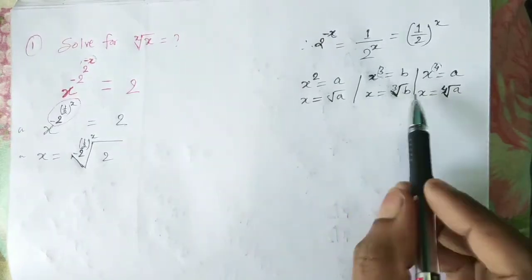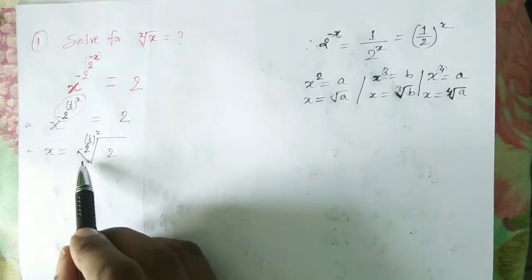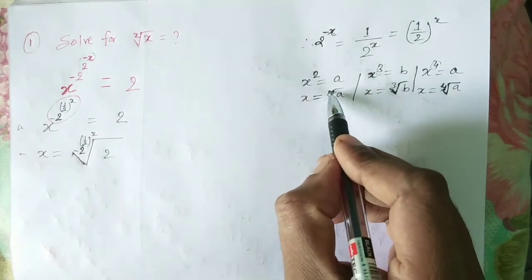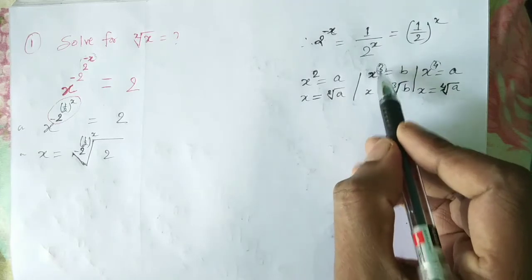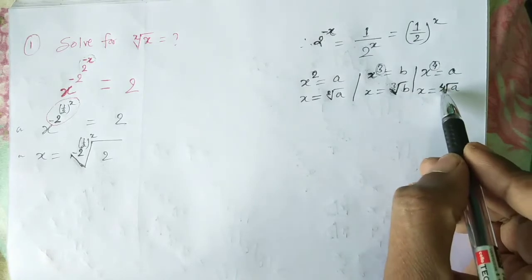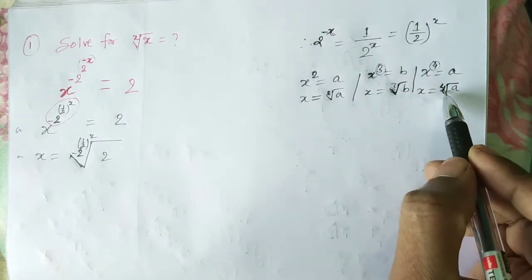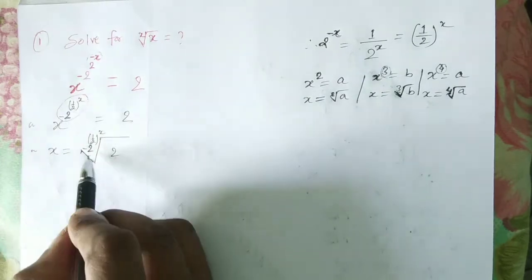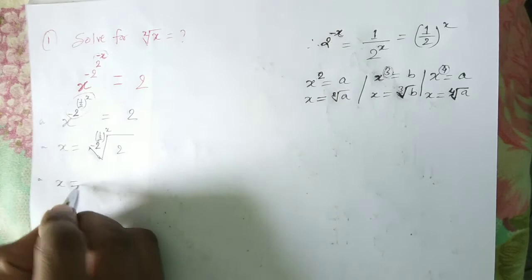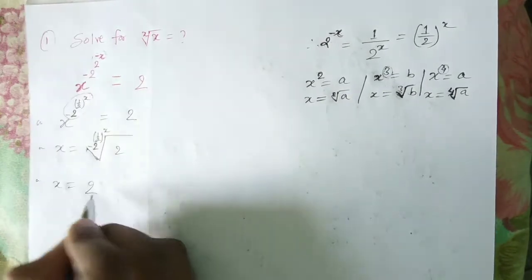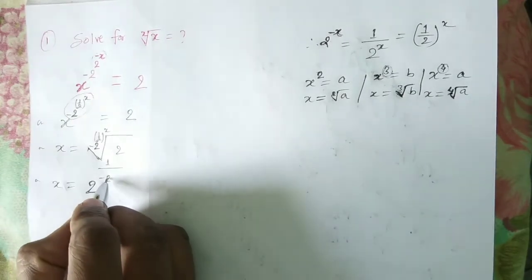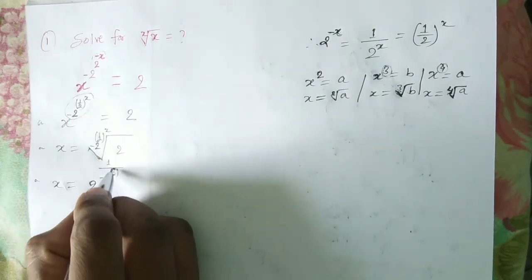The same rule I have followed here. See the rule: if we have a power 2 here, then this 2 comes here, and if we have a power 3, then x is equal to this power 3 coming here, and if we have a power 4, then this power 4 comes here. In the same way, we have this power, so this came here. Now x is equal to, this can be written as 2 to the power 1 by minus 2, to the power 1 by 2 whole to the power x.